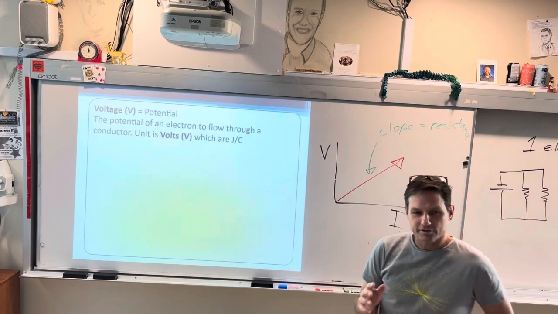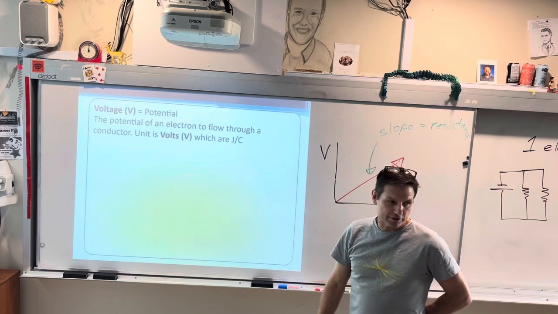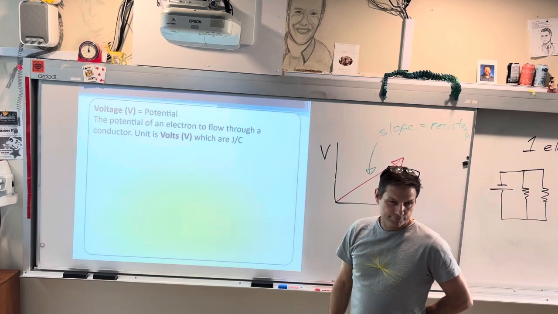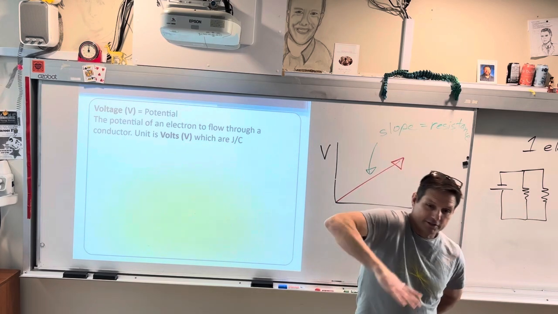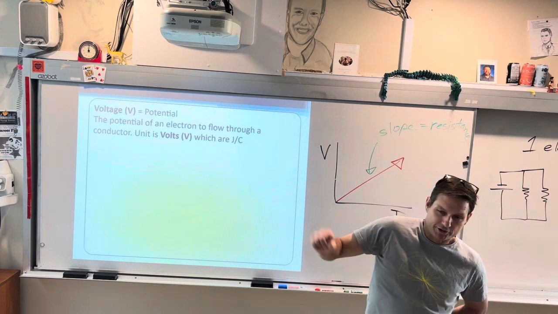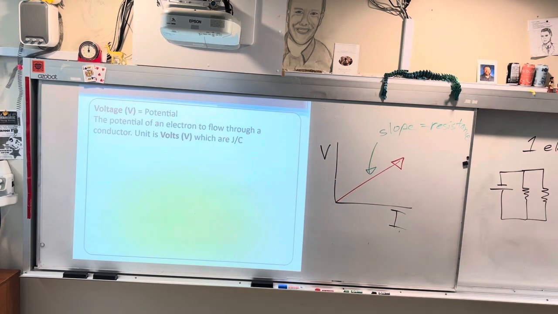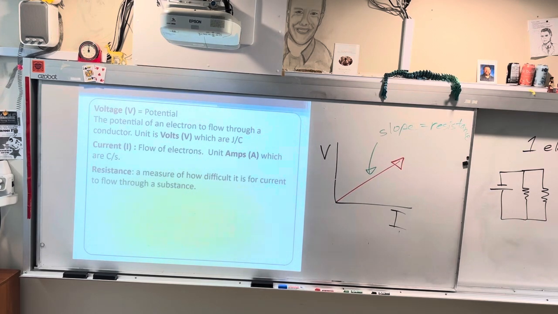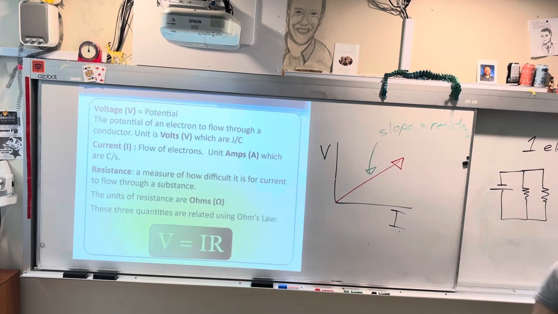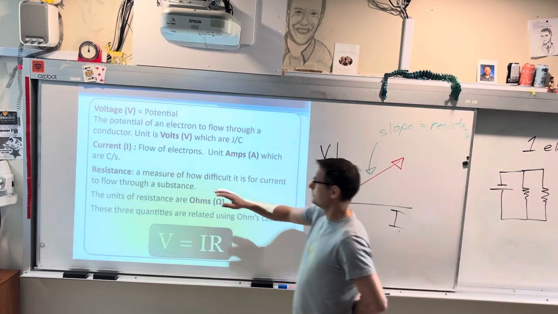If you like the trucks, it's the energy we load onto the back of the truck. And if you like the river, it's the steepness of the river. It's how much energy you're giving per coulomb of charge going through. So a volt is a joule per coulomb. Current is flow of electrons, which you guys know. The unit is amps. And that's a coulomb per second.